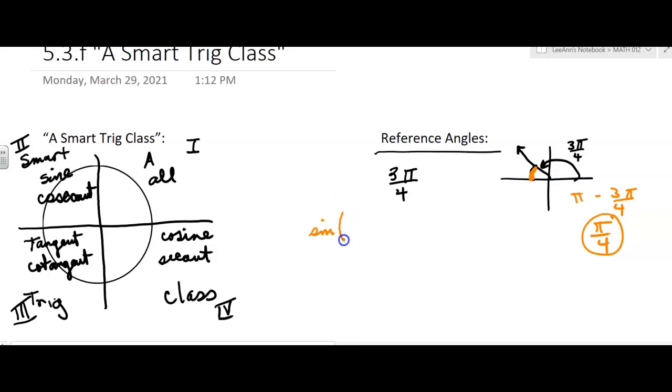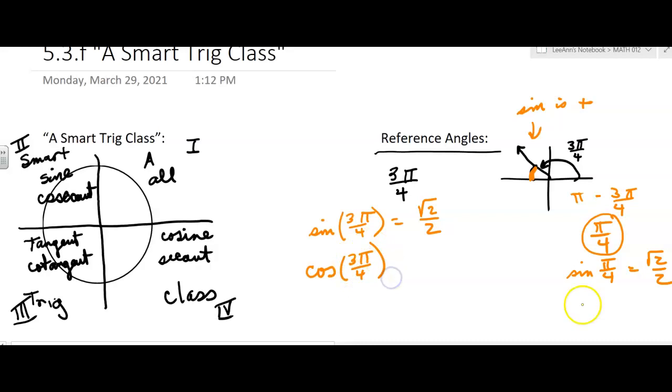So the sine of 3 pi over 4, I have to remember what the sine of pi over 4 is. That was the square root of 2 over 2. And then I say, oh, is sine positive here? Sine is positive. So it's going to be the square root of 2 over 2. Then I can do the cosine of 3 pi over 4. Well, what's the cosine of pi over 4, the reference angle? It's also the square root of 2 over 2. But cosine is negative in the second quadrant. So the cosine of 3 pi over 4 is going to be negative square root 2 over 2.